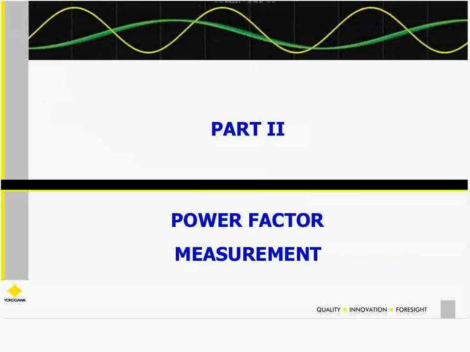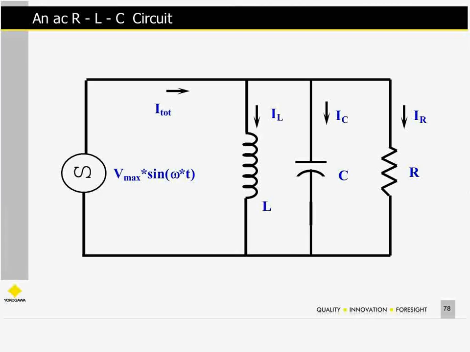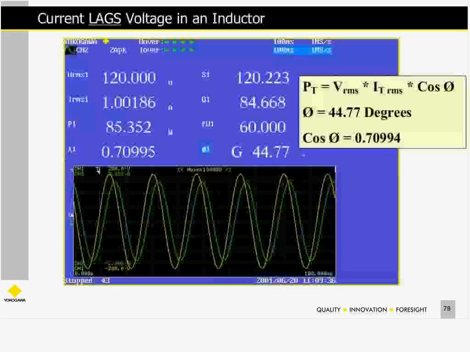Okay, part two, let's look at some power factor measurements. In an AC circuit, we typically have components of inductors, capacitors, and resistors. These could be in some series parallel combination, but we usually have those three components within a circuit.